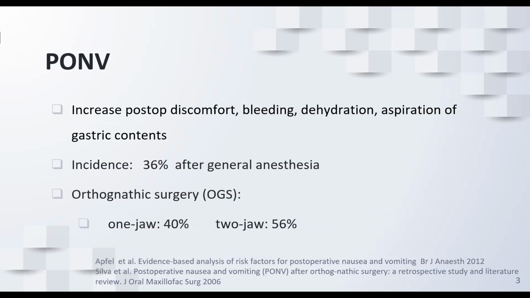Post-op nausea and vomiting is one of the most distressing complaints after surgical procedures under general anesthesia. Its occurrence increases post-op discomfort, decreases patient satisfaction, and may cause bleeding, dehydration, electrolyte imbalance, and also aspiration of gastric content. The average incidence of PONV after general anesthesia is 36%. In OGS, this rate is around 40% in single jaw surgery and 56% in two jaw surgery.